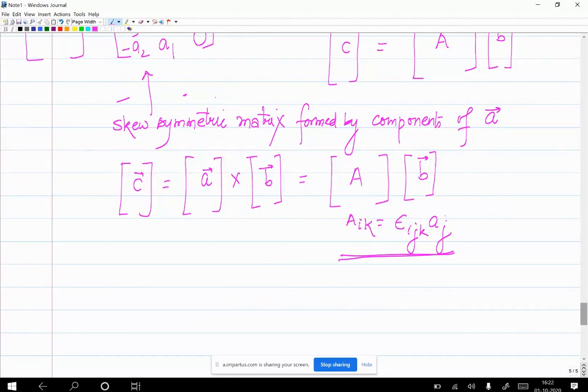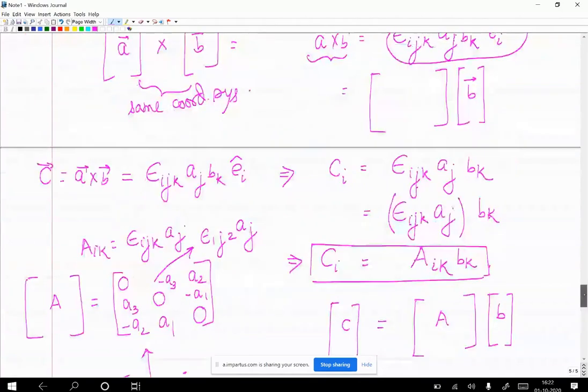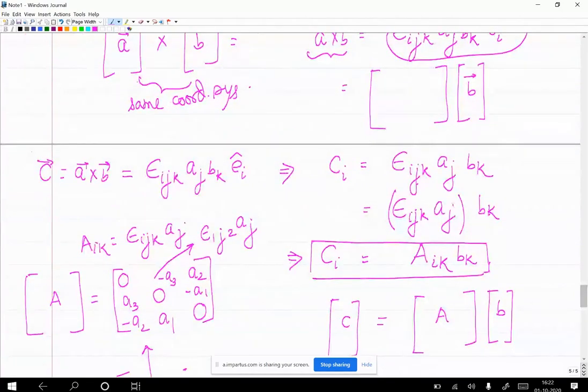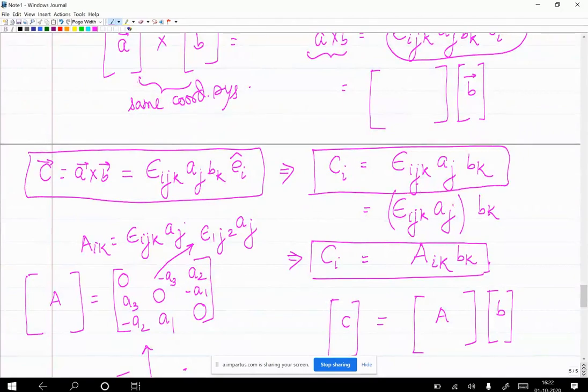Any more questions? Sir, in the original term, you wrote C_i is equal to epsilon_ijk a_j b_k. So how do we come to know that we can partition any expression, and that partition will be matrices? That's a very good question. Look at this formula. So this is C, and from here we deduce that C_i is this. And then again I wrote it like this.